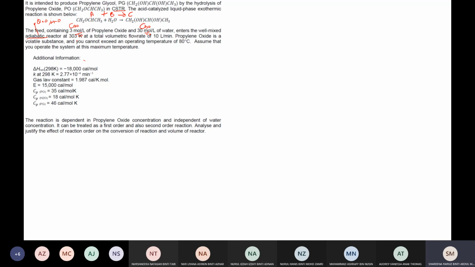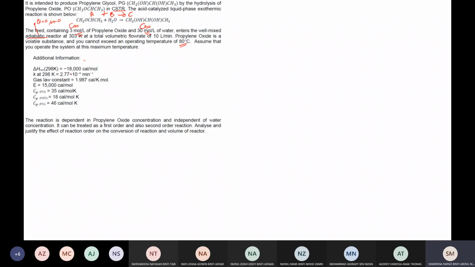Propylene oxide is a volatile substance. You cannot exceed an operating temperature of 80 degrees Celsius. Assume that you operate the system at the maximum temperature, so the maximum temperature is 80 degrees Celsius. So these are the information given.